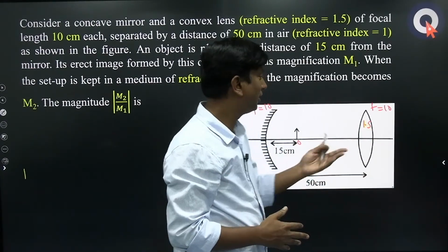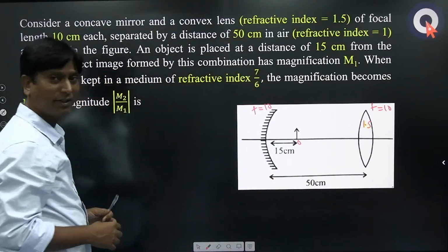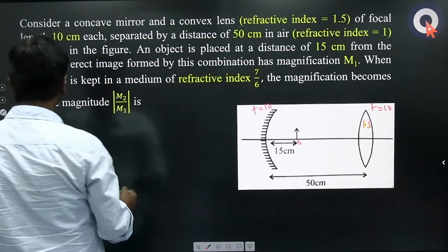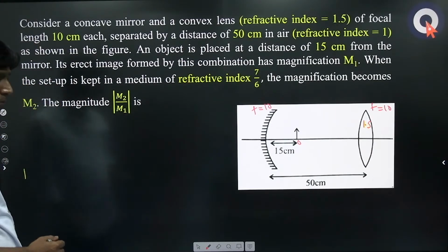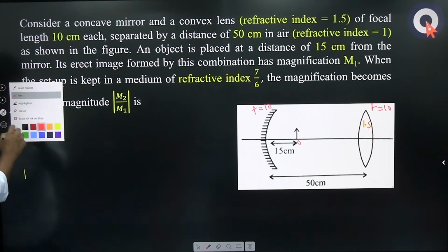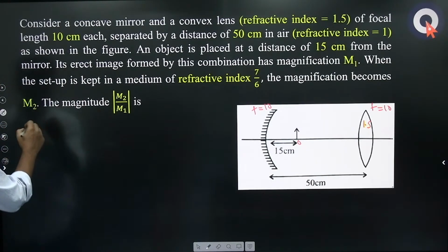So when the focal length of the lens is changing, definitely magnification will change. That magnification we are calling M2. So what is the magnitude of M2 by M1? That ratio they are asking, right? So first, case 1.